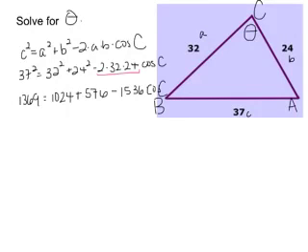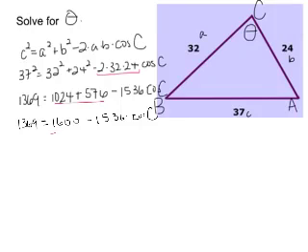From this point, I can combine my like terms, so I'm left with 1,600 minus 1,536 times the cosine of big C. I'm then going to subtract 1,600 on both sides, which leaves me with negative 231 equals negative 1,536 times the cosine of big C.